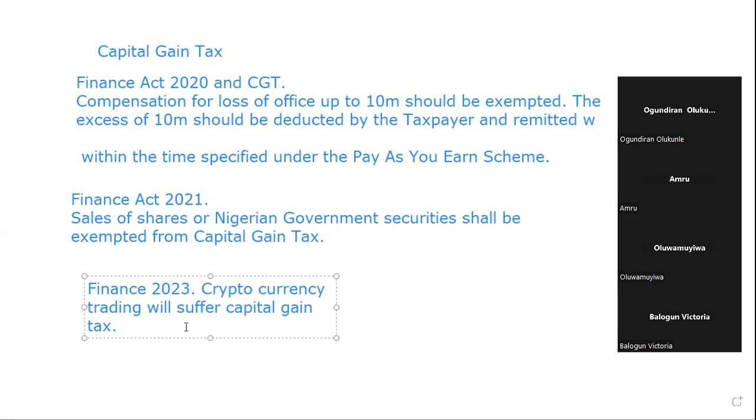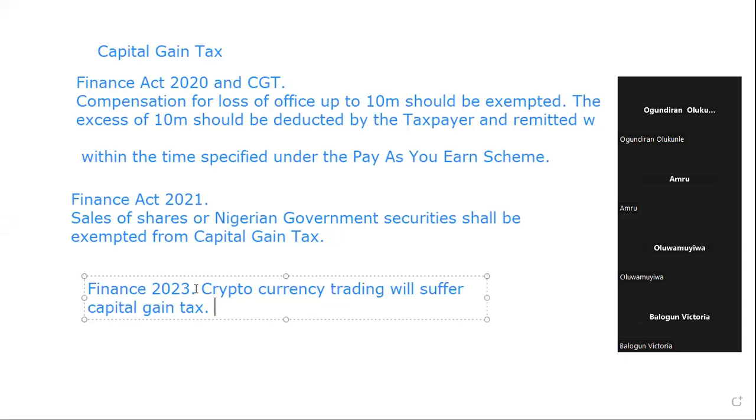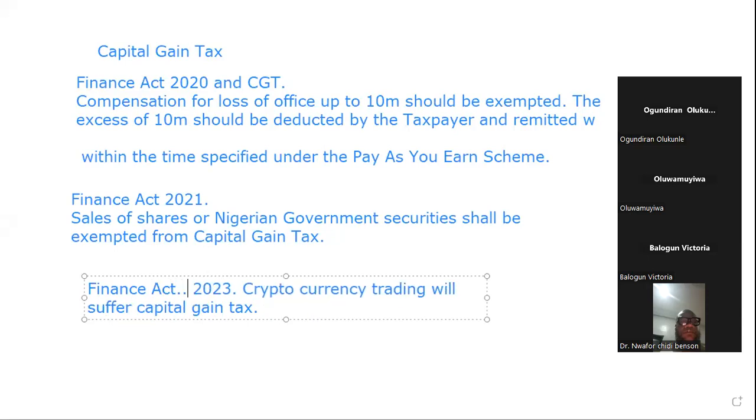So we said cryptocurrency trading will suffer capital gain tax. So that's basically the provisions of Finance Act 2023. Now with this, we've looked at the effect of the amendment the Finance Act is making on the Capital Gain Tax Act. So let's then move on to looking at what are the allowable deductions under the Capital Gain Tax Act, because at the end of the day, what we'll still be doing is computing capital gain tax.